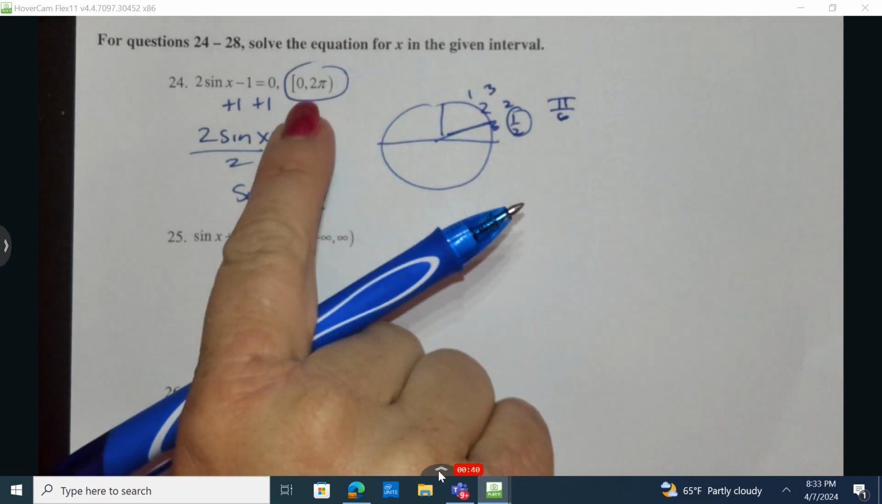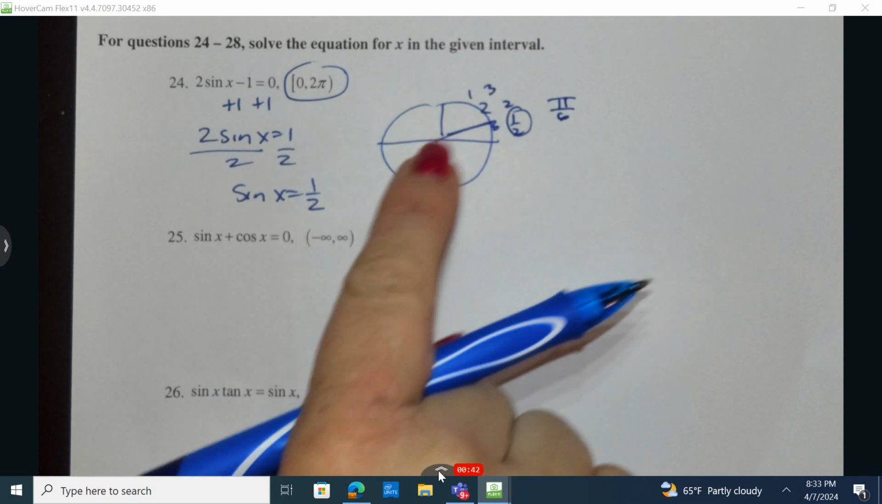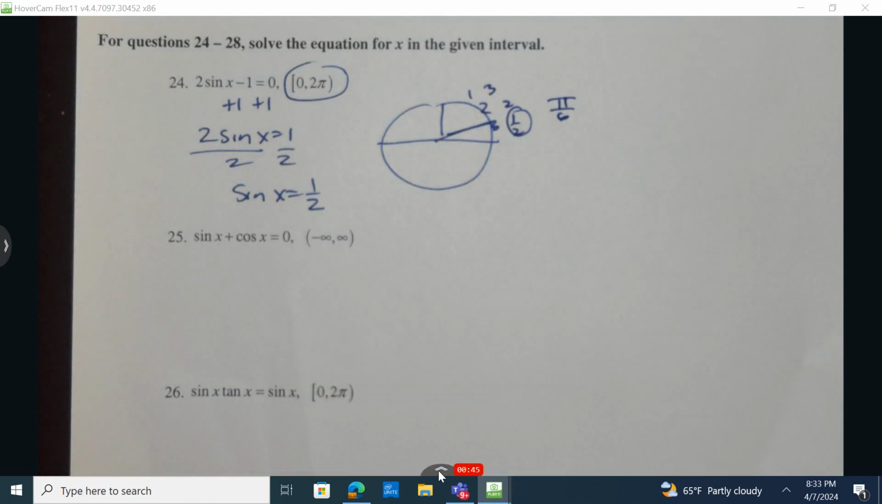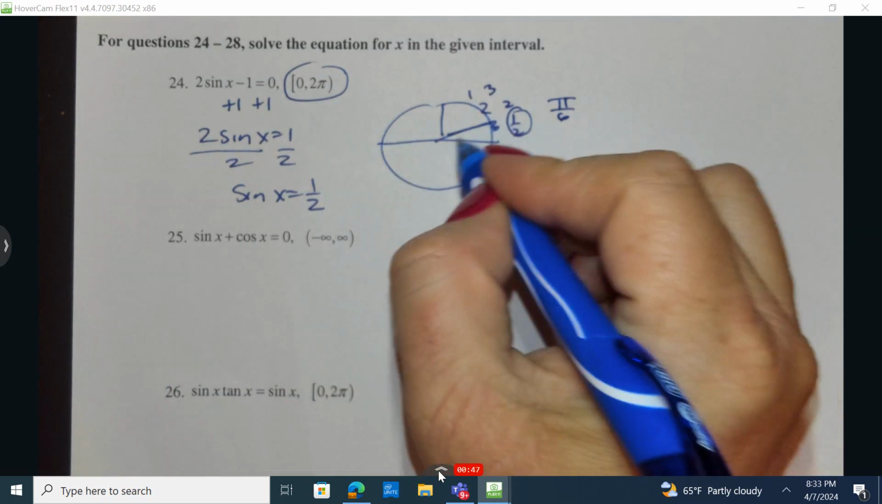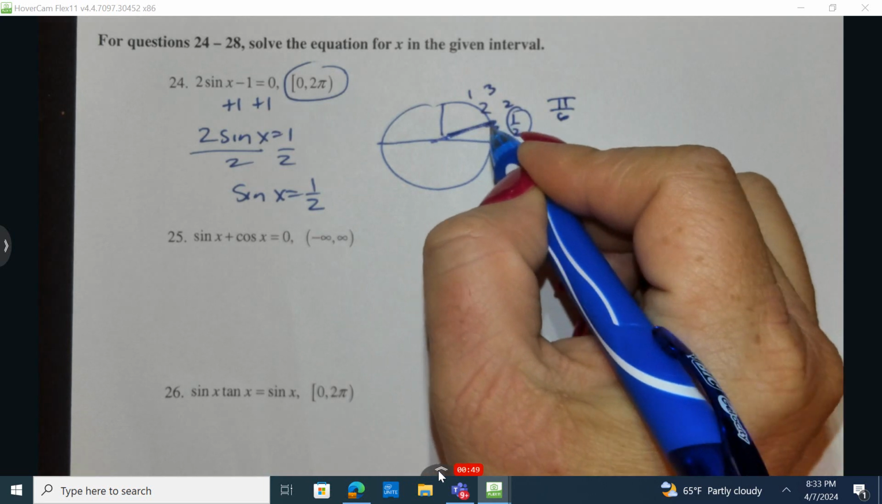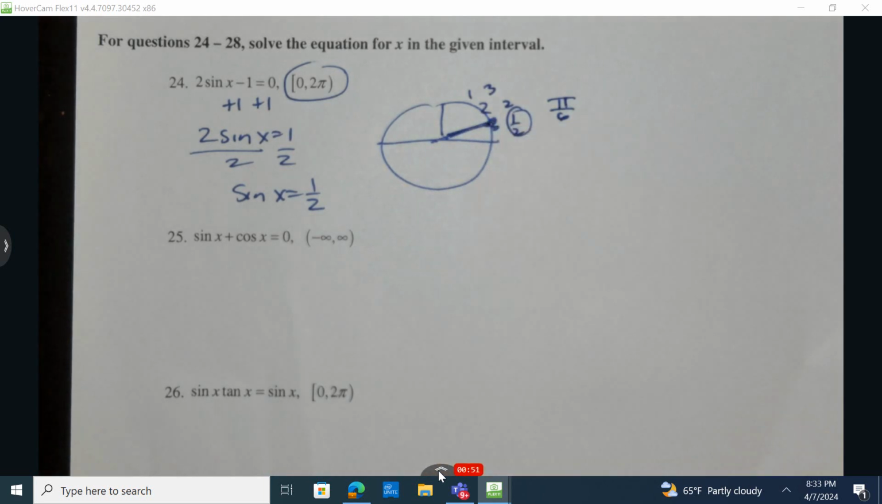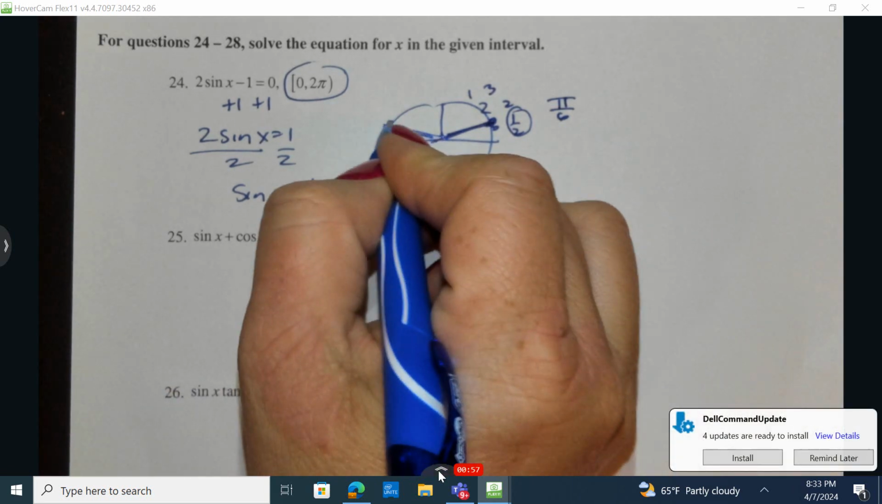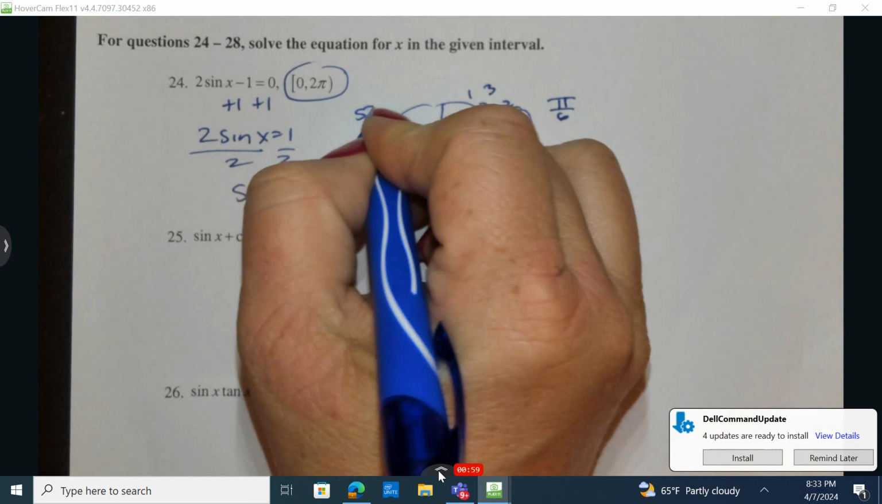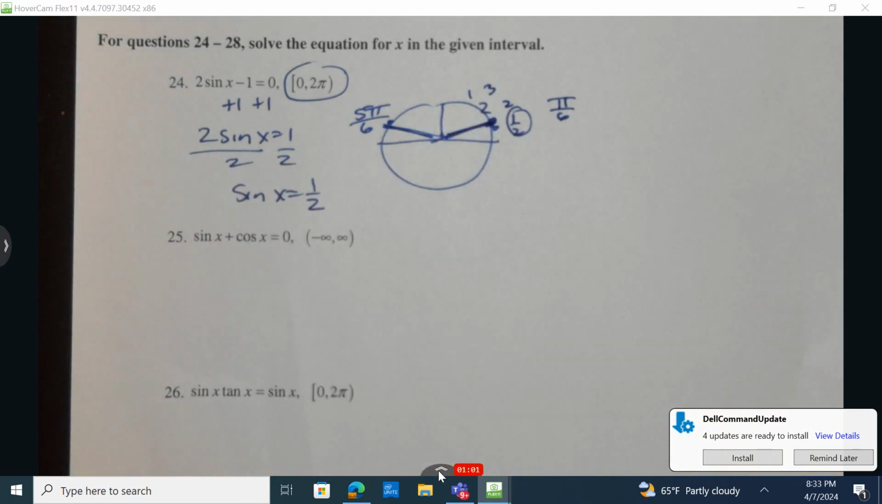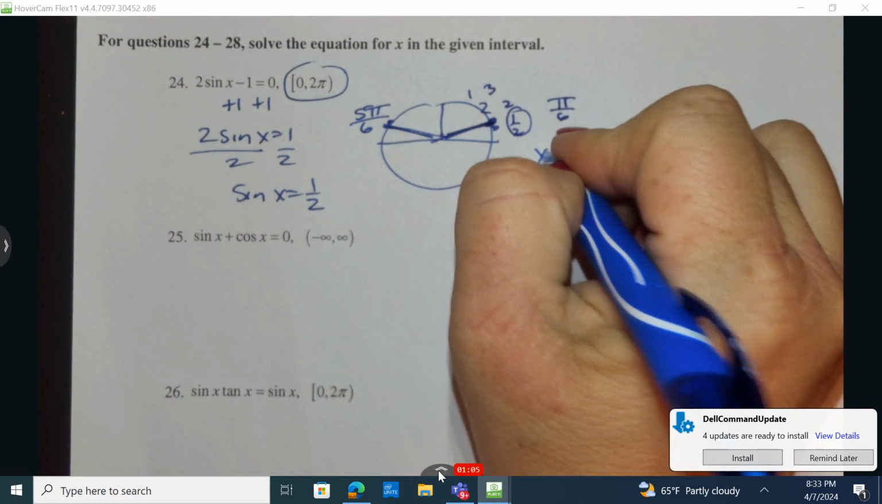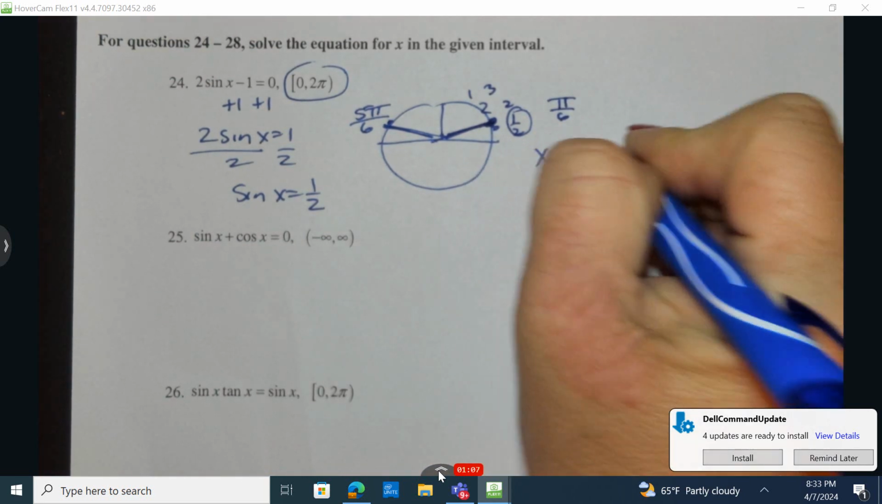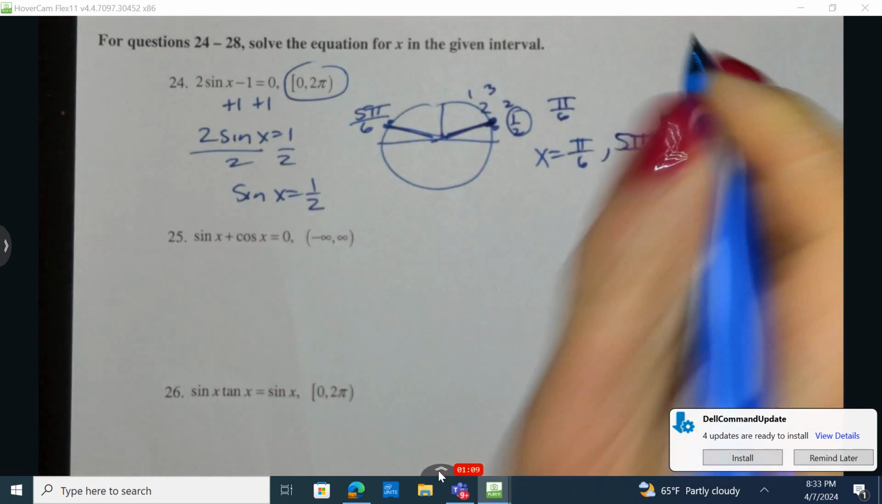Now, notice that it gives us an interval that's in radians, so I want to provide an answer that's also in radians. So if the sine is positive 1/2 and the reference angle is pi over 6, I also know that sine functions are positive in both quadrant 1 and quadrant 2. That means the sine will also be a positive 1/2 at 5 pi over 6. So the two solutions to this problem would be pi over 6 and 5 pi over 6.